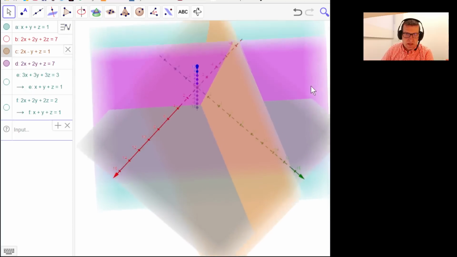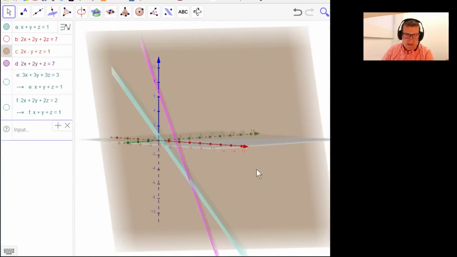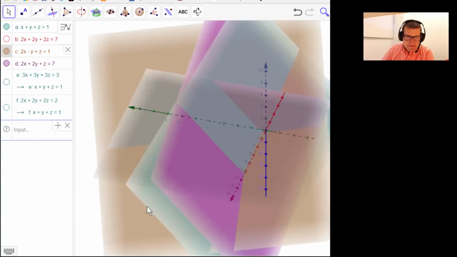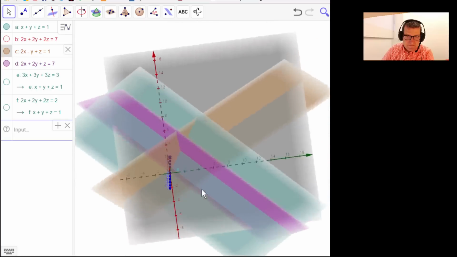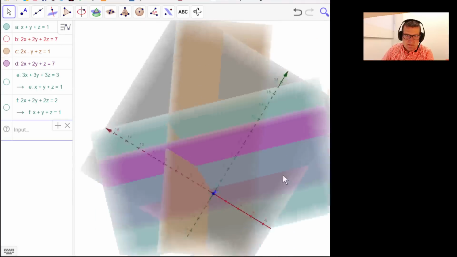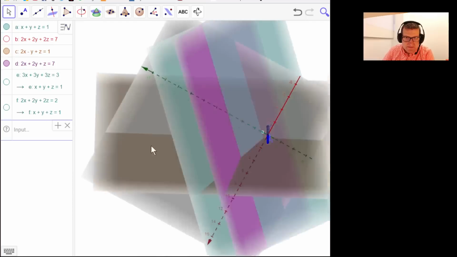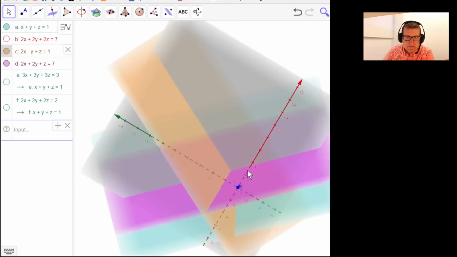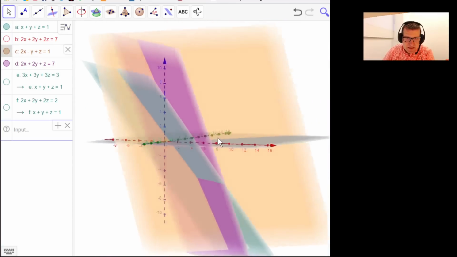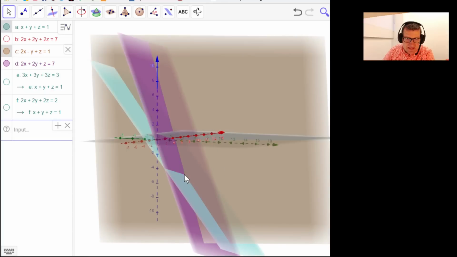Okay, well, you can see that, let me pull this up a bit. Hang on, I'm a bit out of control here. Come back. All right. So you can see down here, there's the point of intersection. Okay, that line of intersection lines up with that line of intersection. So there is one solution. The planes intersect at a single point.